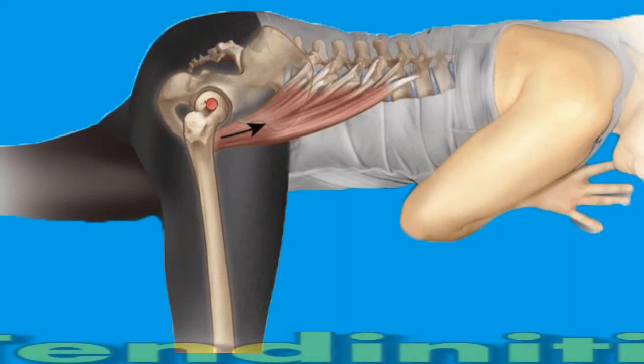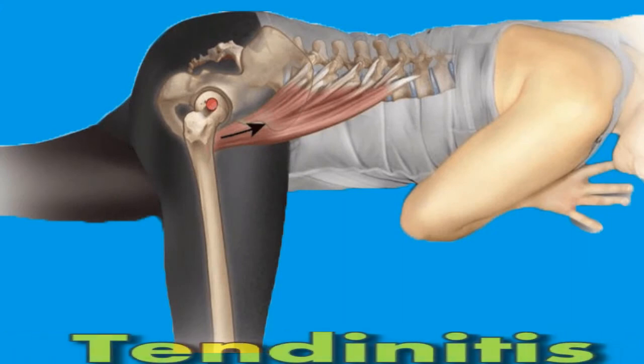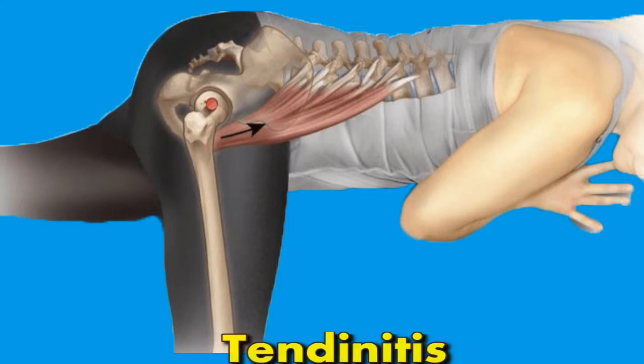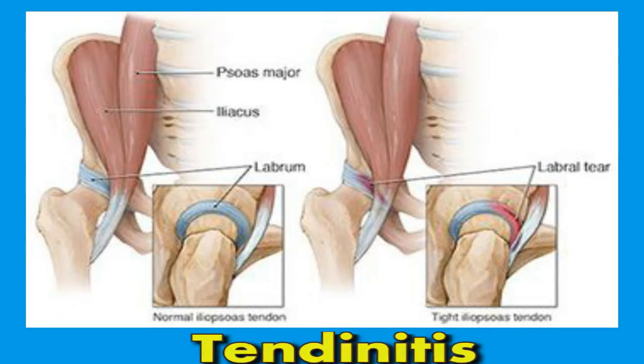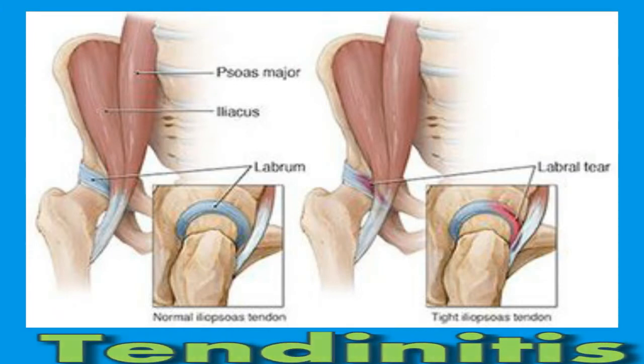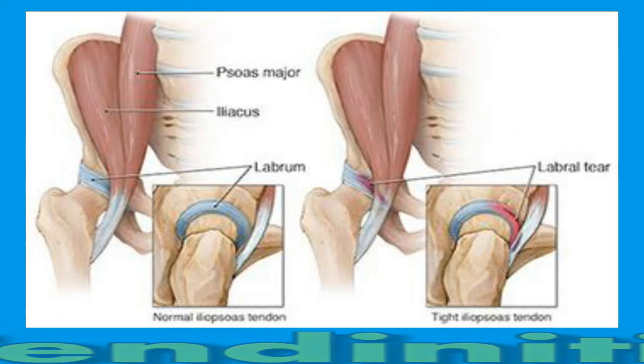Tendinitis. Tendinitis or tendonitis is inflammation of a tendon, which can result from tendon tears or the tendon degenerating. Researchers are not sure exactly what causes tendinitis, but they believe that injuries may start the process that leads to it.